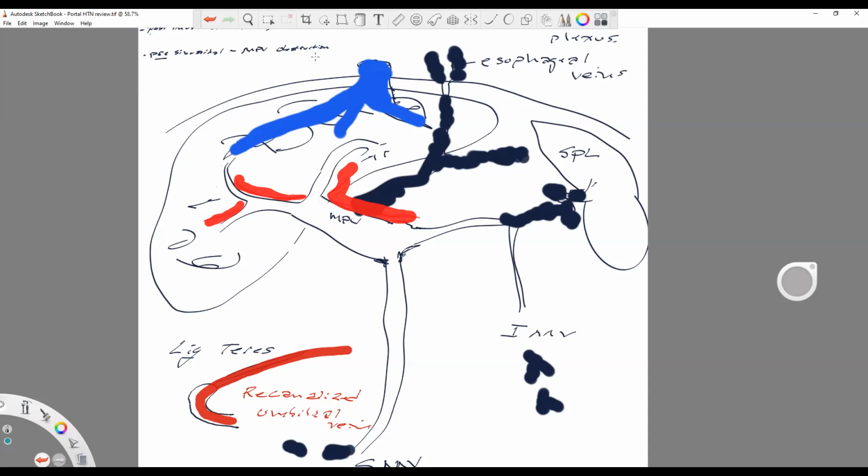Transjugular should be like TIPS. Transjugular intrahepatic portosystemic shunt. So transjugular meaning they go through the neck.